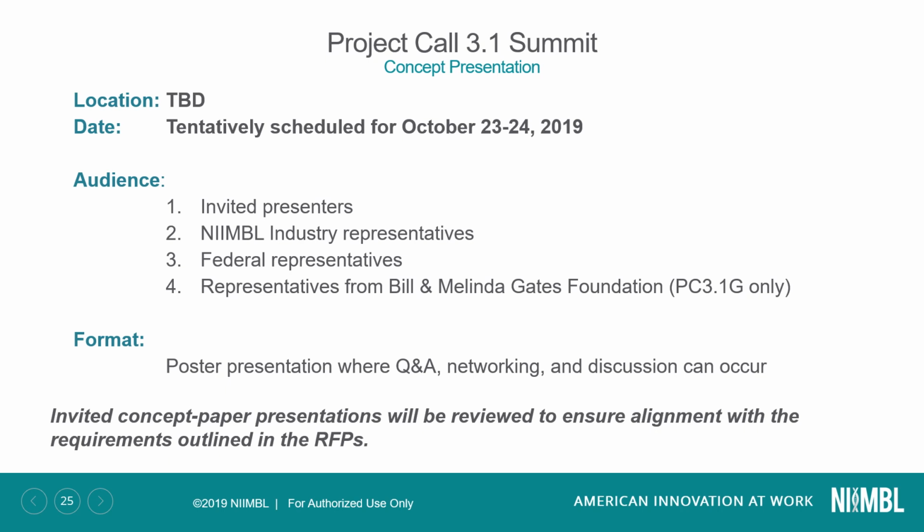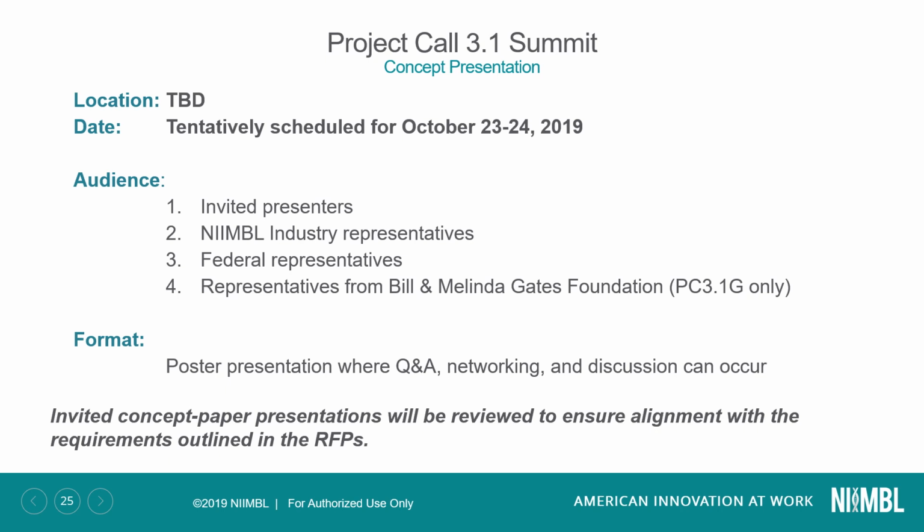All right, so after concept papers are submitted, and we'll go back to the dates again in a moment, we'll have a face-to-face PC 3.1 summit, which will be joint between the technology, the workforce, and the Global Health Fund, within some logistics that are still being worked out. This is tentatively scheduled for October 23rd to 24th, but it will definitely be held during the week of October 23rd. The exact date may move by 1 or 2 based on venue availability and the logistics of how this will be run.